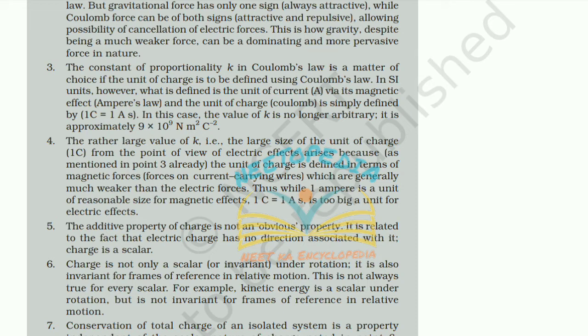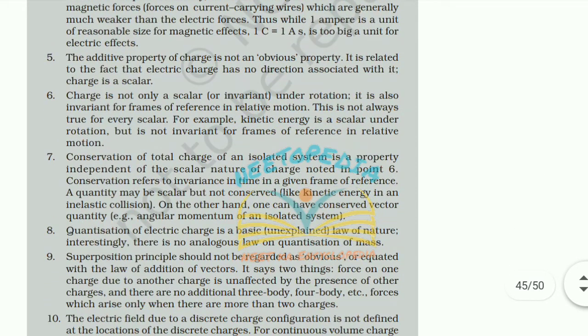Number 5. The additive property of charge is not an obvious property. It is related to the fact that electric charge has no direction associated with it, as charge is a scalar. Number 6. Charge is a scalar under rotation. It is also invariant for frames of reference in relative motion. It is not always true for every scalar. For example, kinetic energy is a scalar under rotation, but it is not invariant for frames of reference in relative motion.